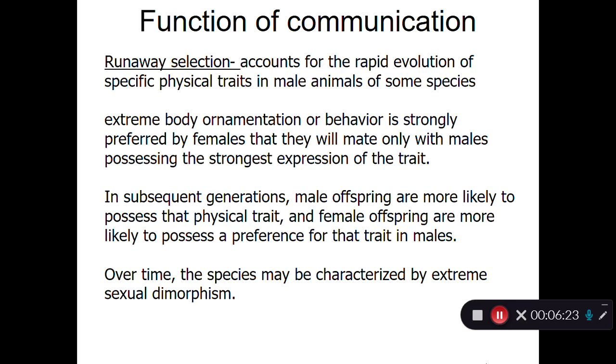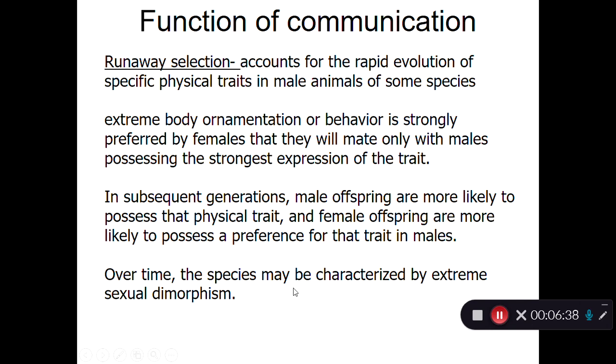Now, it doesn't have to be, up here I have also a behavior. So things like mating rituals or loud calls can also be considered an extreme form that's sexually chosen. That can also lead to runaway selection.